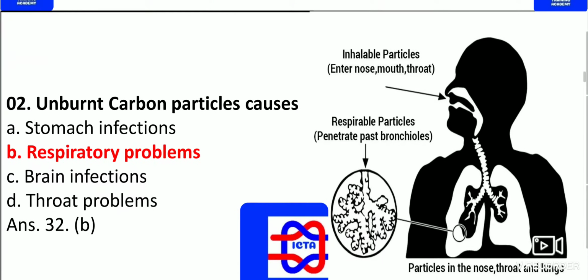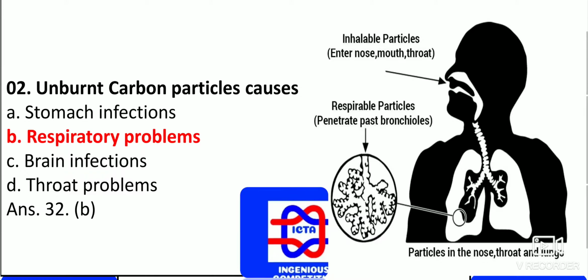Here, unburnt carbon particles cause respiratory problems. We knew that these unburnt carbon particles directly affect your lungs, and then they accumulate over the lung. You will have the particles in the nose as well, throat and lungs. Whenever in cities you are traveling from one place to another, there are some small black particles which exist in your nose. That is one type of carbon particles. If you inhale those particles, they directly enter the nose, mouth and throat. Then respiratory problems happen as they penetrate past the bronchioles. That penetration results in respiration problems.